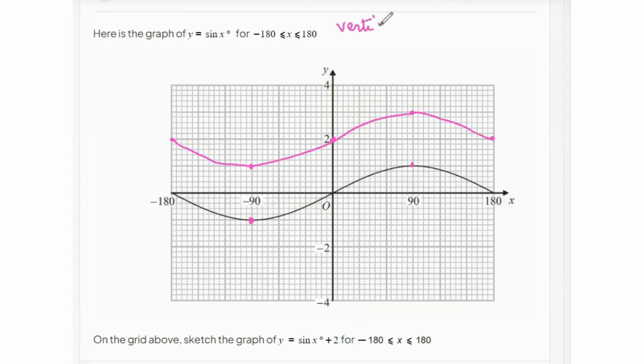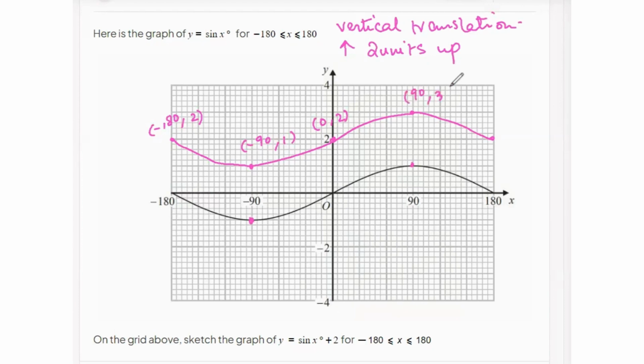Once again, there's a vertical translation. Now we're going 2 units up. As you can see, our x value is exactly the same. What's changing is the y value. Over here, your point is becoming negative 90 and 1. This is going to be negative 180 and 2. This is 0, 2. This is 90 and 3. And this one is 180 and 2.